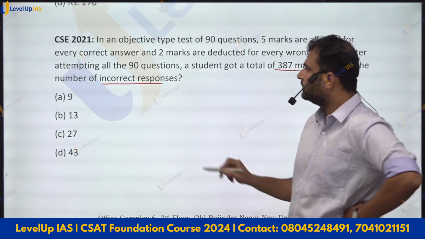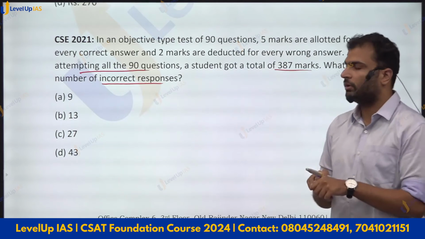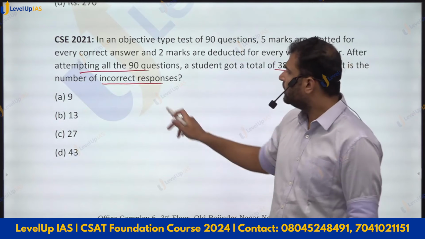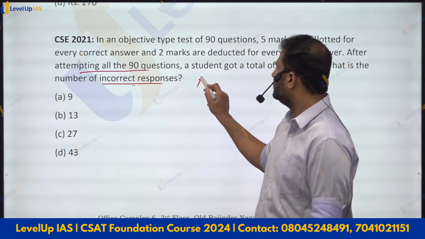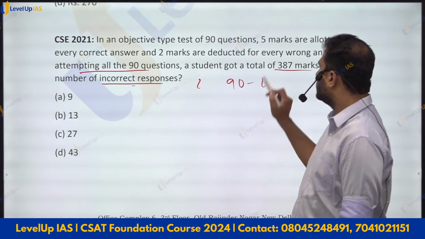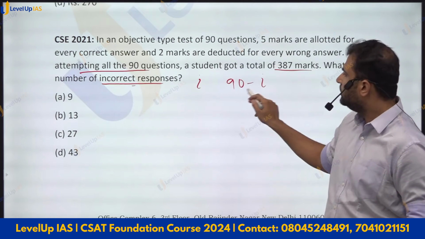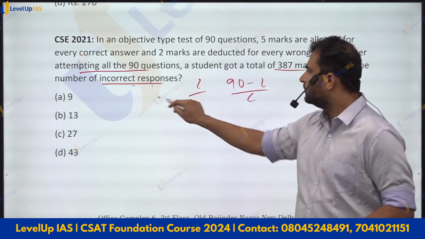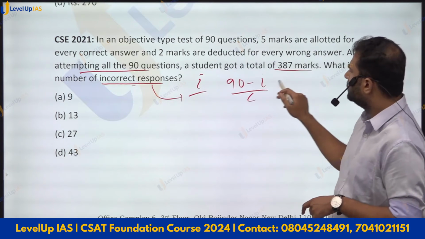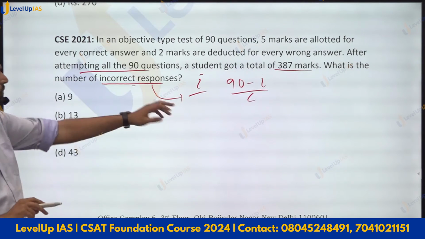So let us say that student, and another thing given is that he attempted all the questions, all the 90 questions are attempted. So if incorrect responses, let us say he attempted I number of incorrect responses. So what are his correct responses? 90 minus I. There is no vacancy, because he has not left any question alone, he has attempted all. So he attempted this many correct, this many incorrect. We have to find out I only. So only one unknown is there, I. So we need only one equation. How do we form this equation?